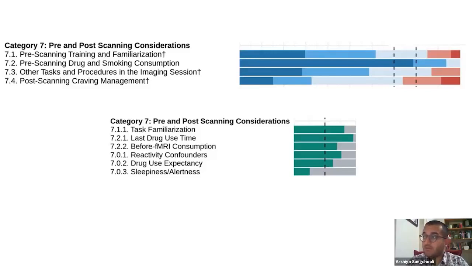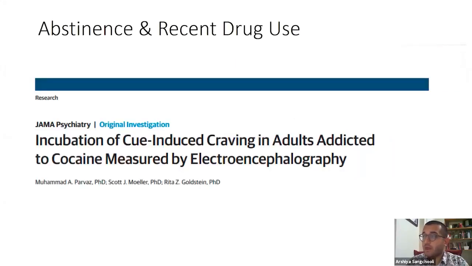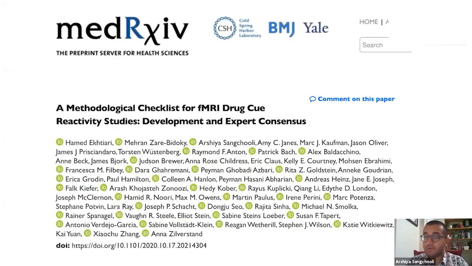And lastly, it's important for, at the very least, ethical considerations, whether there were provisions for participants to have a safe environment to reduce their craving after being exposed to the drug cues. And as you can see, abstinence and recent drug use can also greatly influence, as I said, the FTCR signal.